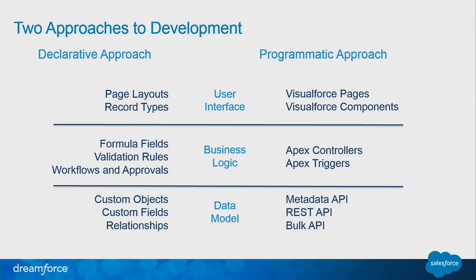From the business logic point of view, the controller point of view, Apex controllers are used in conjunction with Visualforce pages to give them more power and more flexibility. And Apex triggers are, of course, used with workflow rules to trigger activities that happen to your data behind the scenes. And finally, the data model portion of the programmatic approach is using the metadata API.